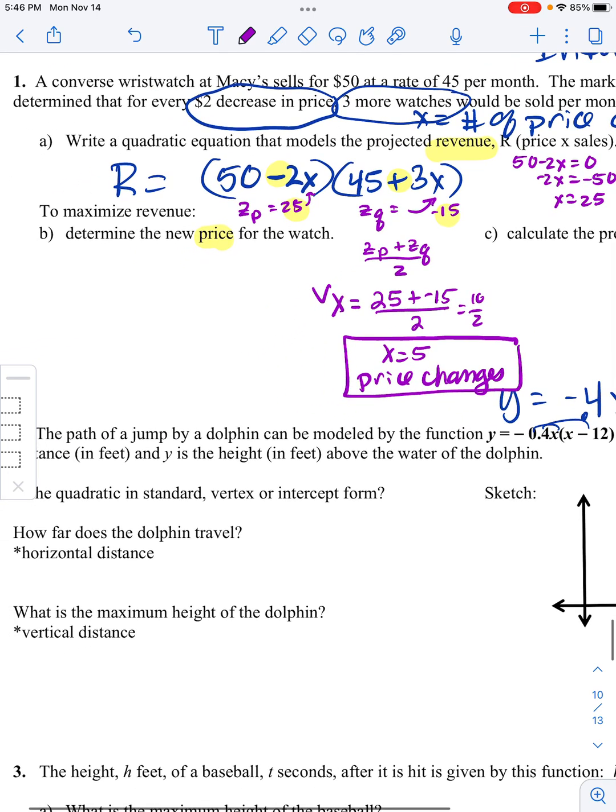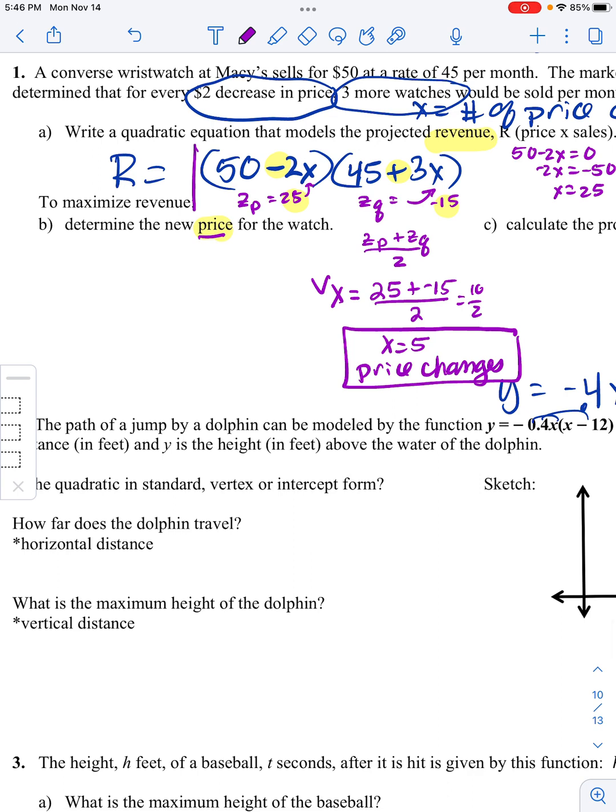So this is asking about the new price. Well, this first part was the price part. So the new price is going to be the $50 that it used to be minus the $2 changes, and they're making 5 of those changes because that's what we just got was 5. So that's where that came from.